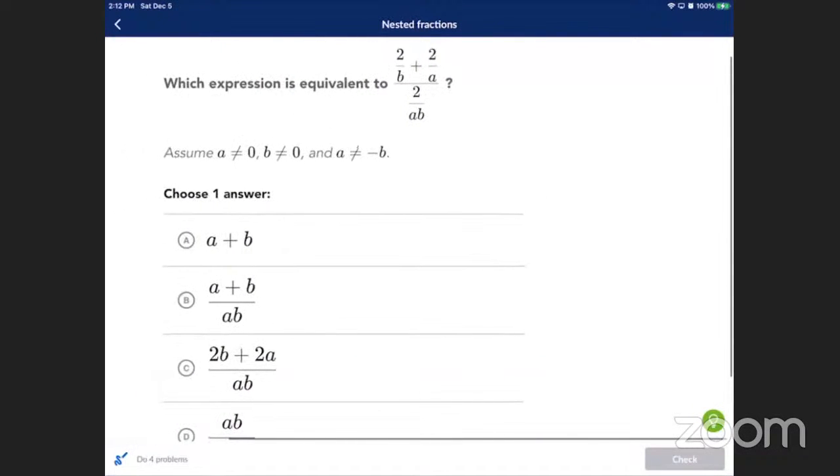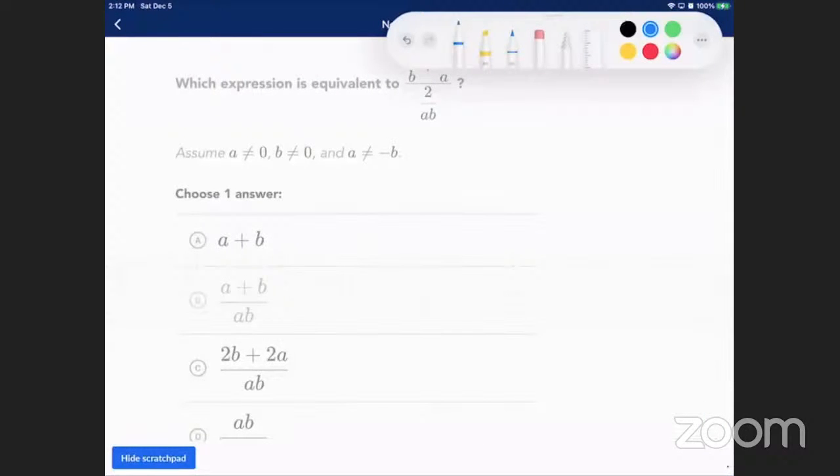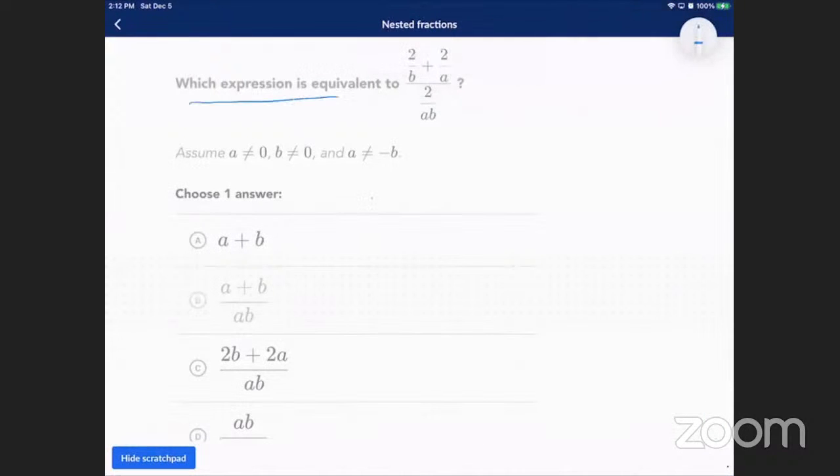Okay, so we can go here. We can say which expression is equivalent to 2 over b plus 2 over a, over 2ab.